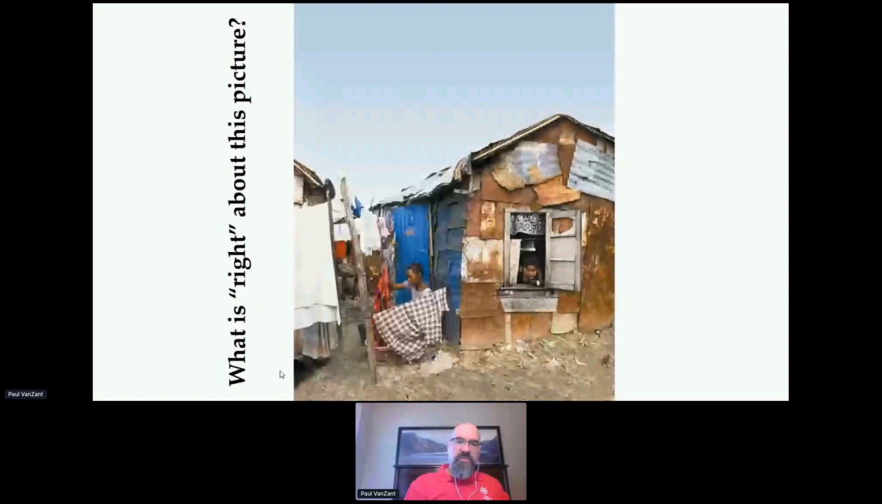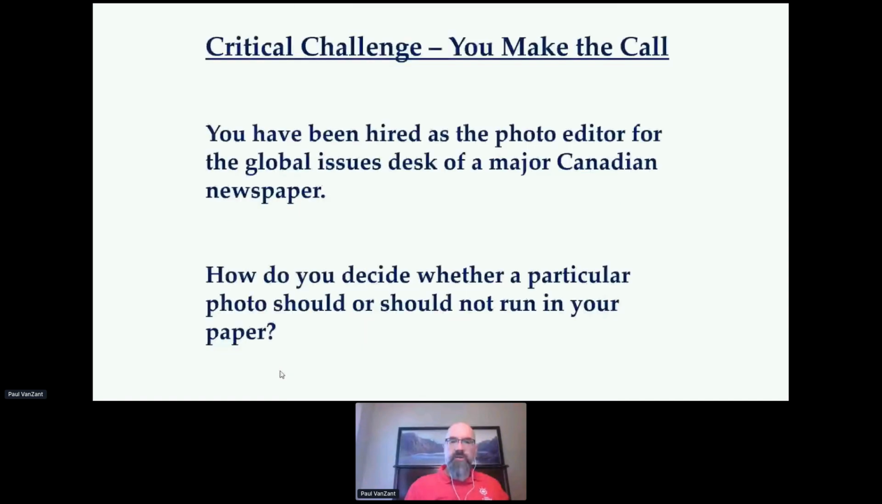The last one's a little bit more controversial in some ways, and you'll see why in a second. This is another critical challenge. I call it you make the call. You can see the scenario here. Our groups of students are basically posing as photo editors for a newspaper, and they have to decide what will or will not run in their paper.